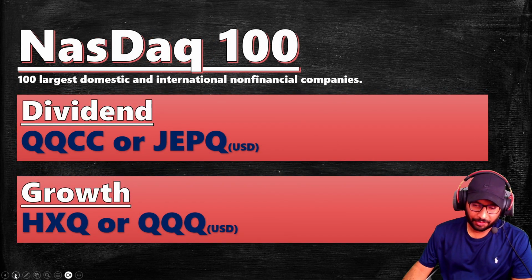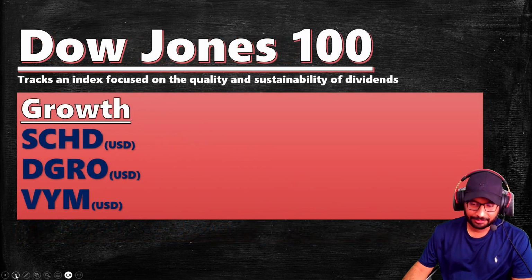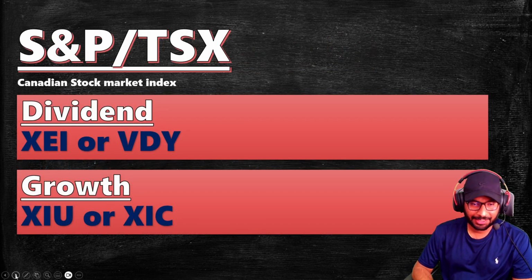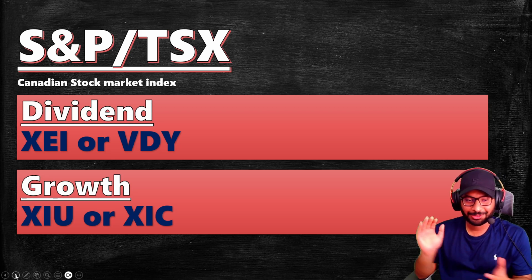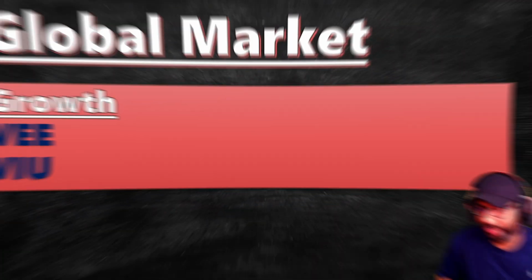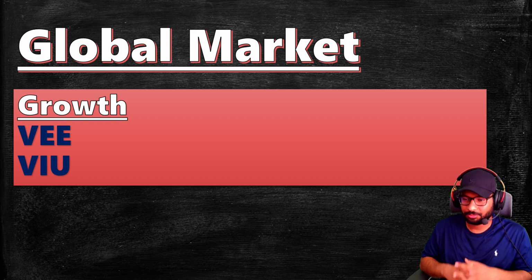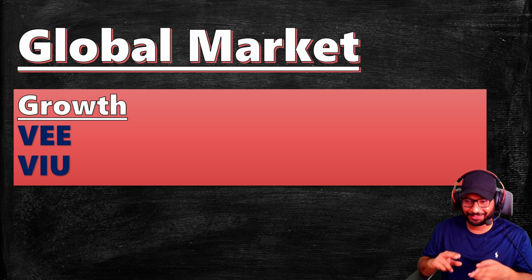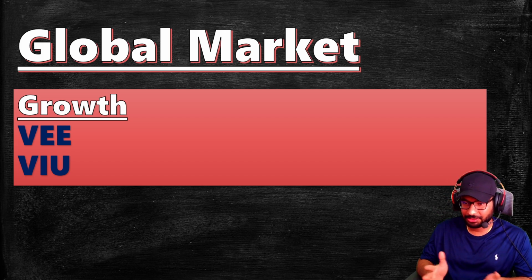So far we have covered four: the S&P 500, Nasdaq 100, the Dow Jones 100, and the S&P TSX Canadian Stock Market Index. So these four are the main ones, but we still have the third and fourth left, which I still want to cover. All right, so let's move forward again. So moving over to the next one. So far we have covered North America, which is US and Canada, one of the biggest in terms of GDP.